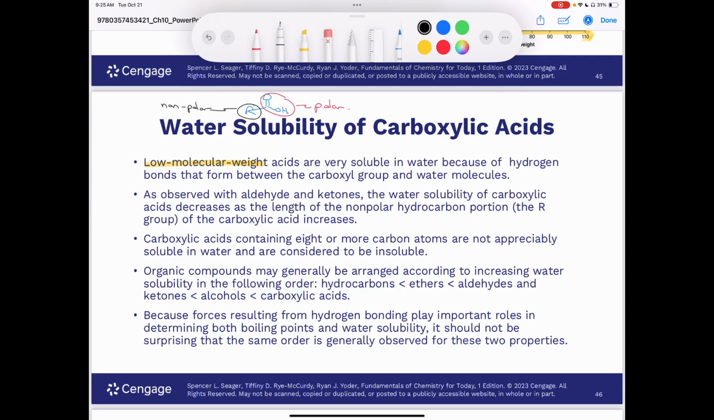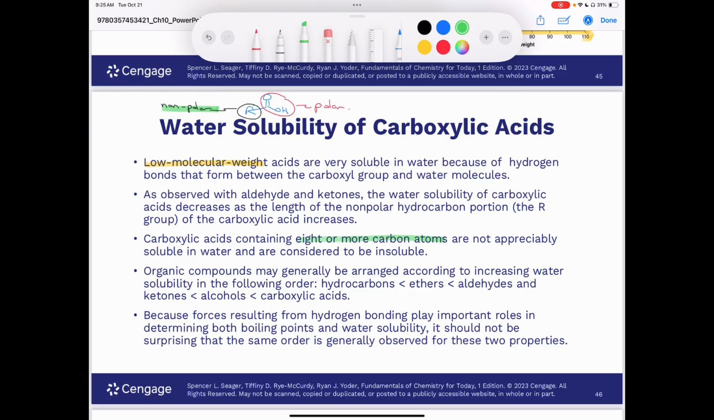So if the nonpolar part is small, then it's going to be a low molecular weight carboxylic acid and it will be soluble in water. But just like we saw with aldehydes and ketones, the water solubility of carboxylic acids goes down as the length of the nonpolar hydrocarbon portion, the R group, gets bigger. So as this portion here gets bigger and bigger, the carboxylic acids become less and less soluble in water. If we have a carboxylic acid that has 8 or more carbon atoms, it's not going to be soluble in water, okay? And it's going to be considered to be insoluble. And we saw that on the previous slide.